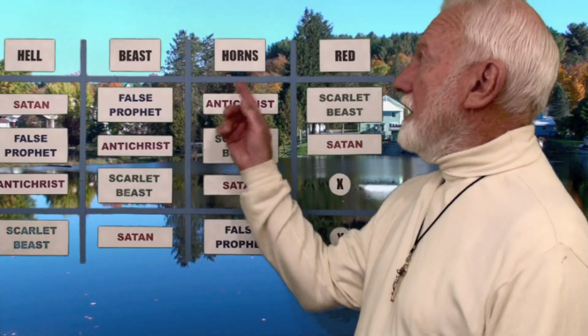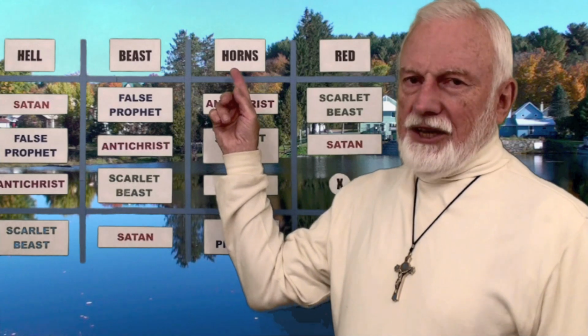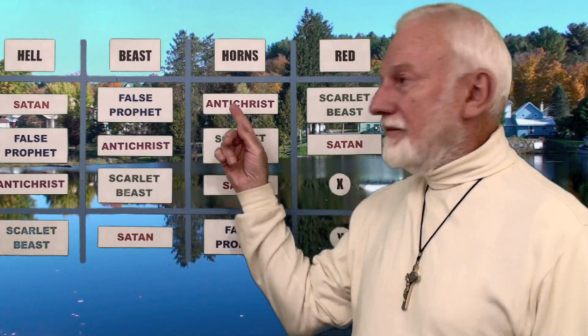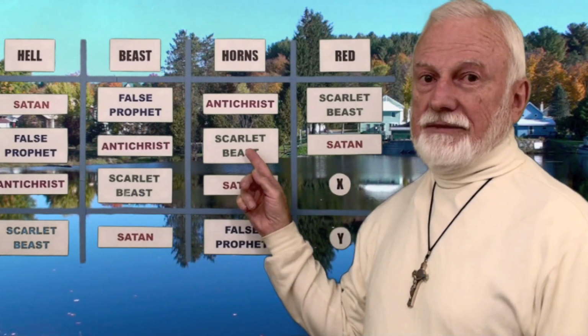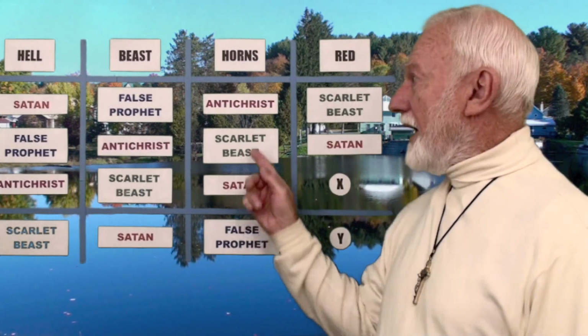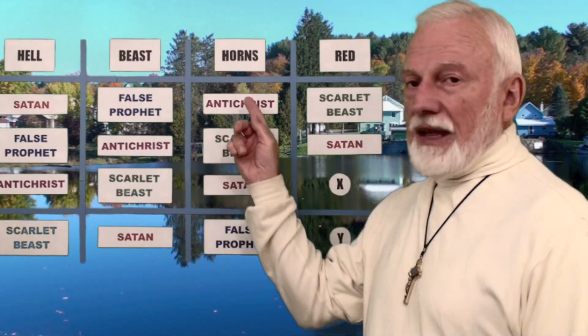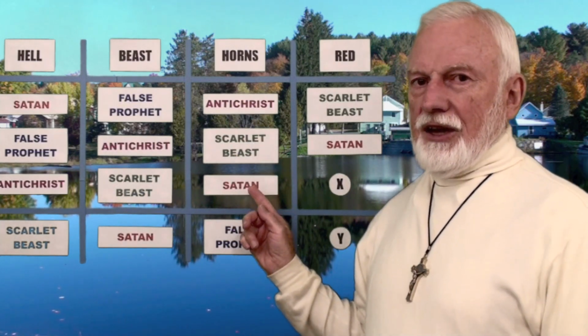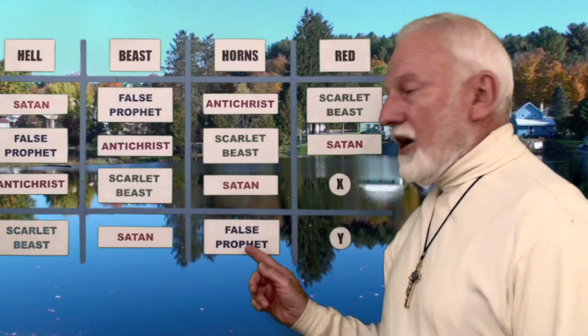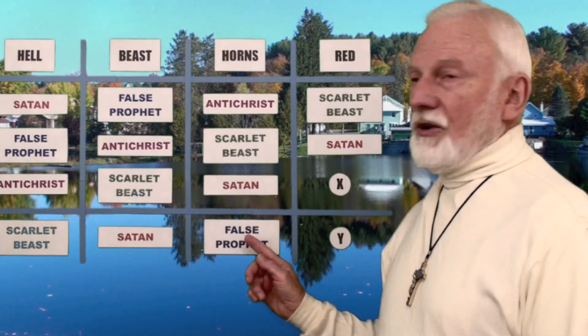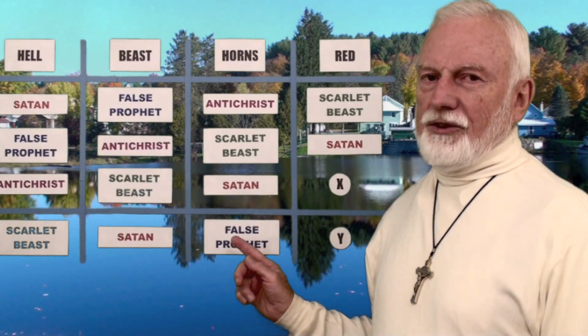So now let's look at the heads and horns combination. The Antichrist has 7 heads and 10 horns. So does the scarlet beast, and so does Satan. They are not all the same 7 heads and 10 horns, but nonetheless, that is their characteristic. The false prophet, however, in this case, is the odd man out, because the false prophet only has 2 horns.